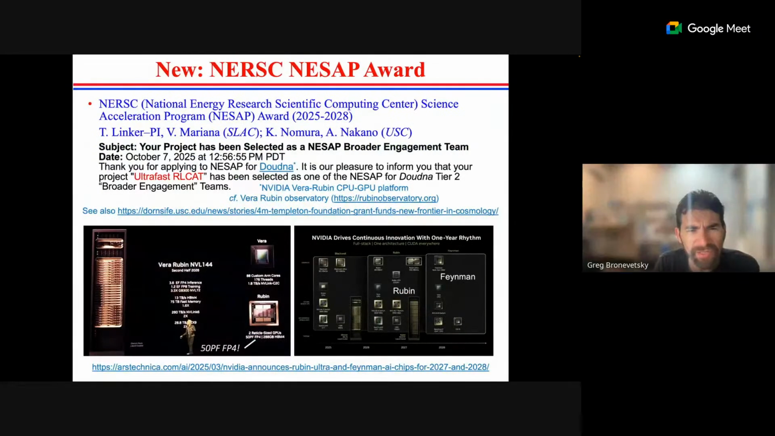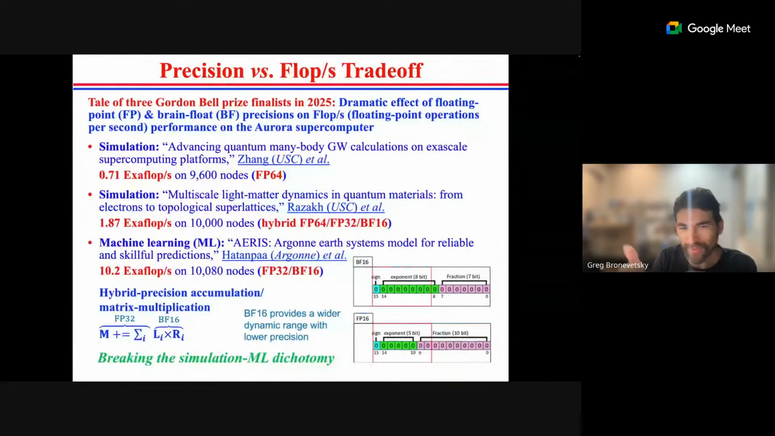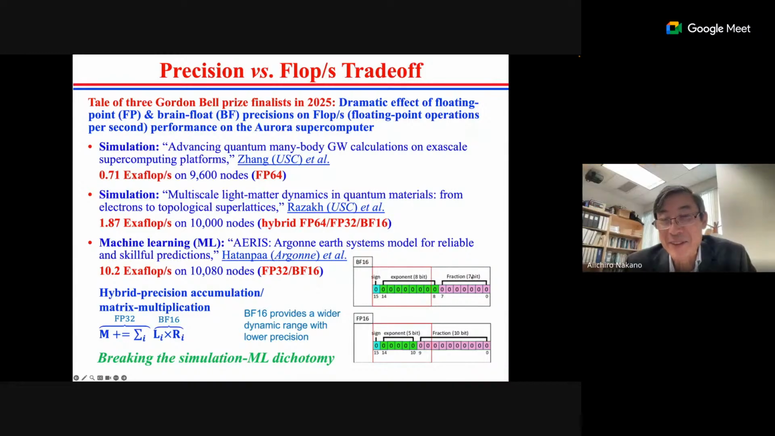So let me understand this, because I've never actually heard of brain float. It is where you can do big numbers, but without much precision, right? That's right, more dynamic range, but less precision. But somehow the machine learning people prefer BF16.